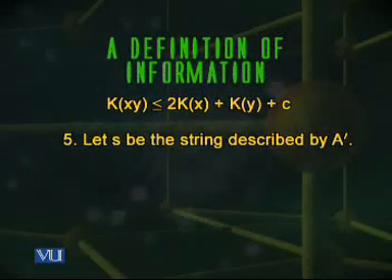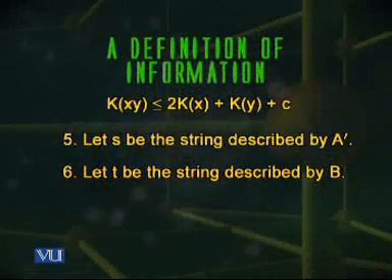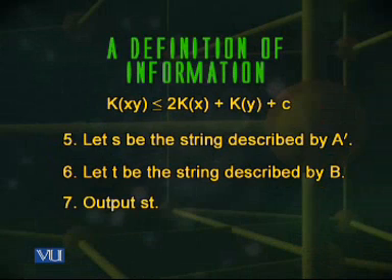Once M has computed A prime, it treats A prime as a description of some string and computes that string. So let S be the string that is described by A prime. A prime is actually again going to be interpreted as a Turing machine followed by a string, and M is going to run that Turing machine on that string, and whatever is the output, we are calling it S. T is going to be the string that is described by B. Now, M simply outputs S followed by T.